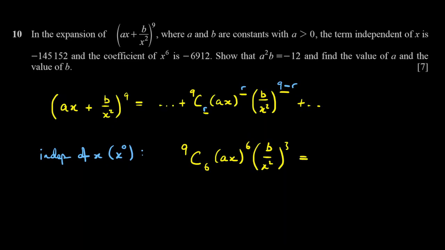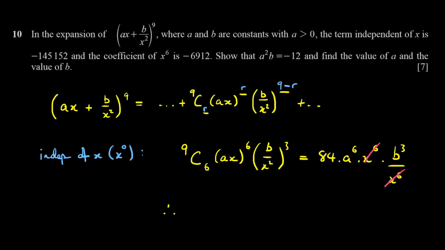So let's try to expand all of that. We've got 9C6, so I'm just going to use my calculator for that. 9C6 is 84. We've got 84 times a to the power of 6, x to the power of 6, times b cubed over x to the power of 6. And as I said, those things are going to cancel out. And so we're left with 84a^6 b^3. And we're told that that must be equal to this thing here, negative 145,152.